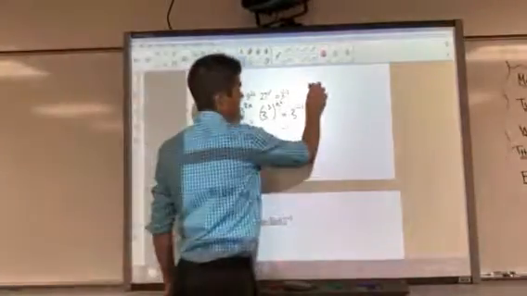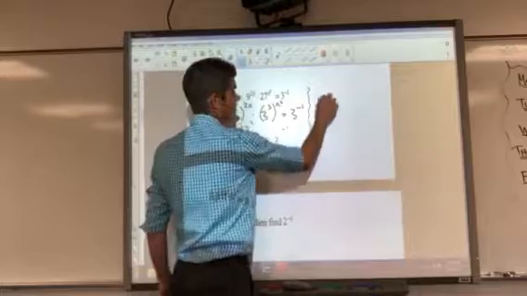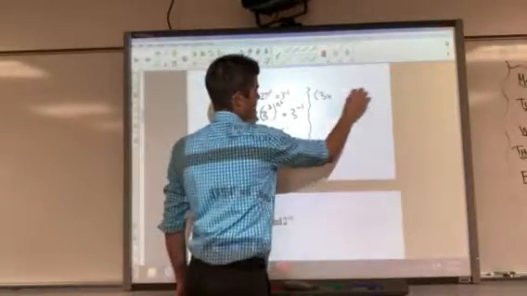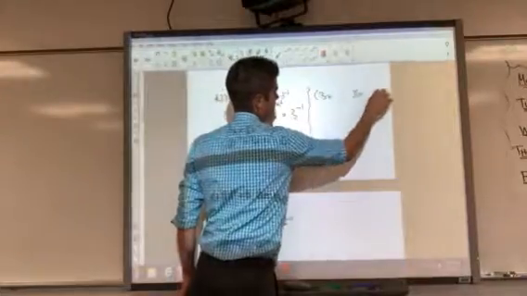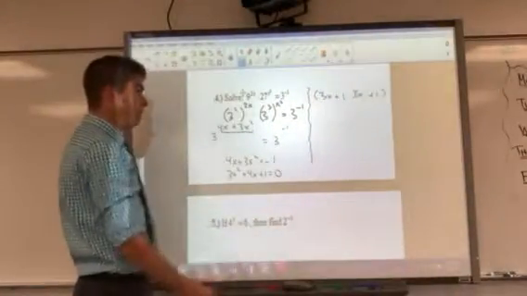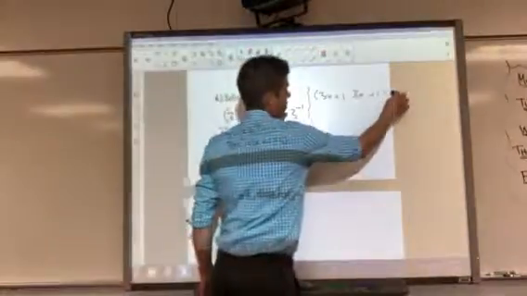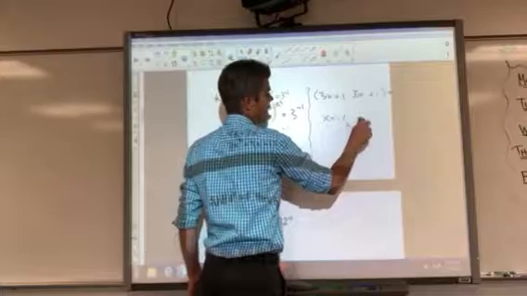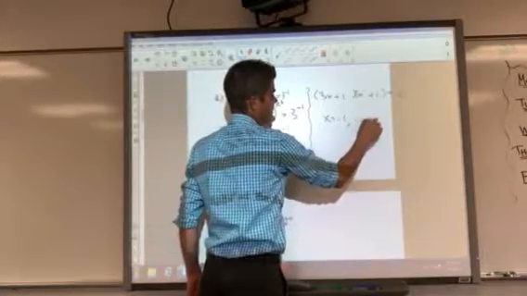If I factor that, hopefully it factors. Otherwise, we know completing the square. So 3x and x, it looks like if I would do a plus 1, that's going to give me the 4 in the middle. It's equal to 0. So then my solutions are x is equal to negative 1, or x is equal to negative 1/3.